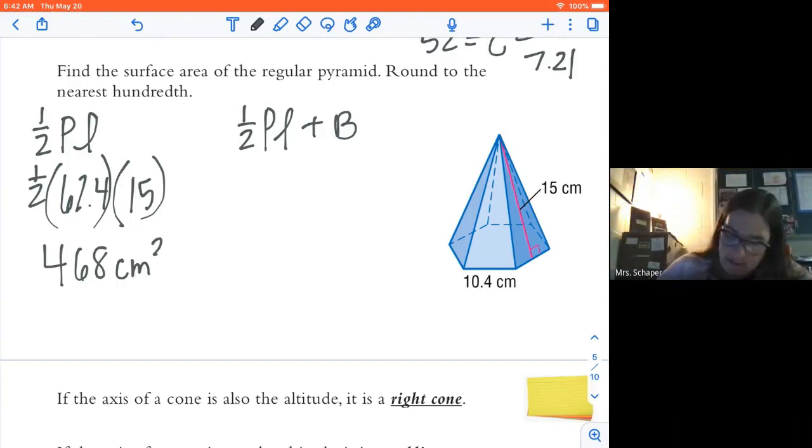Then to find the area of the base, now we've got to pull back the skills that we were learning in chapter 11 about finding that. So I'm going to sketch out my hexagon.